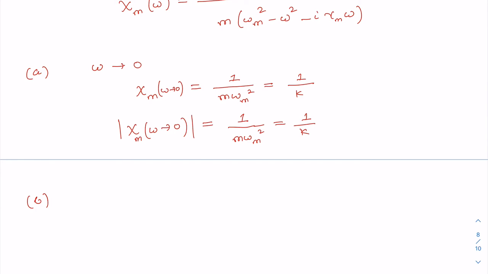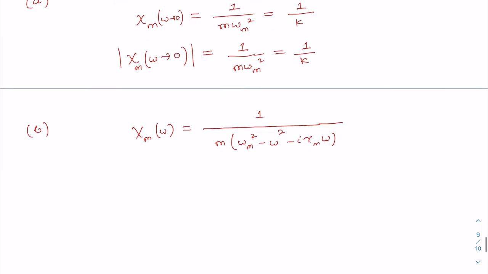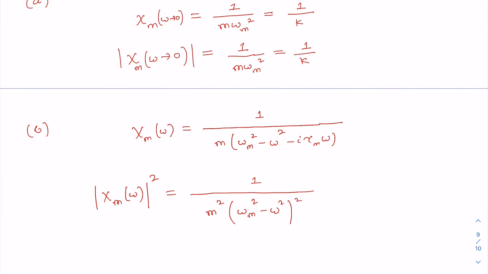Now going over to the second problem, in the high frequency limit, what happens? To do this, first of all, let me simplify this expression, because I have to work out the modulus. Chi m of omega is equal to 1 divided by m into omega m square minus omega square minus i gamma m omega. So if I want to find the modulus, first let me find chi m of omega mod square. That would be equal to 1 divided by, it is easy to see, you have to take the multiplication with the complex conjugate, then you will get m square, omega m square minus omega square whole square, and then plus m square gamma m square omega square. So this is the expression you are going to get.